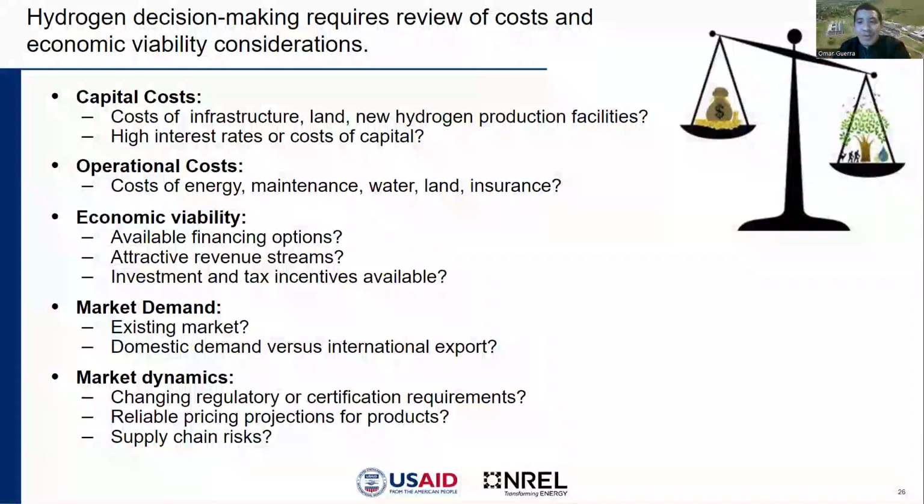Market dynamics, right? What are the uncertainties associated with that demand for hydrogen? Do we have a certification requirement that we need to take into consideration? Do we have a reliable pricing for that product at the end use application, for example? And then any supply chain risk, right? Like, are you going to be able to deliver that power to your hydrogen facility in a 24/7 setting, for example? Or do you have any infrastructure risk, for example? Next, please.